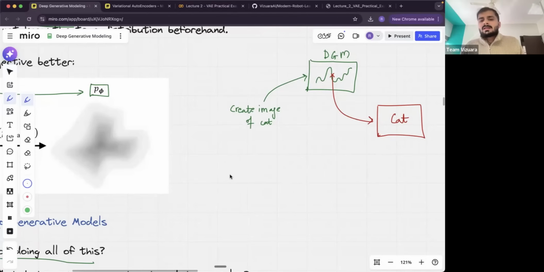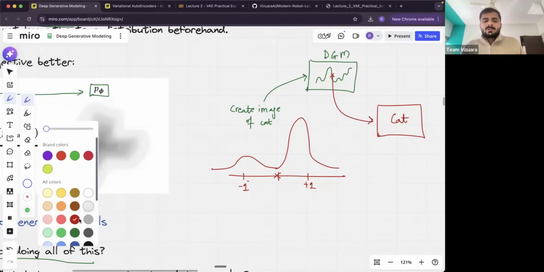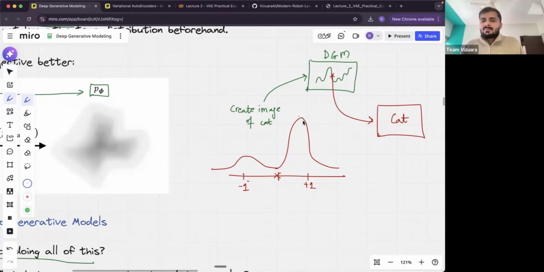So let's try to visually understand this. Let's say you have two actions of +1 and -1. And for a particular observation, if my probability P phi looks something like this, I can clearly see that there are two modes, right? I can either take an action of -1 or +1, but I will most likely, maybe 8 out of 10 times, take +1 because the probability is high.